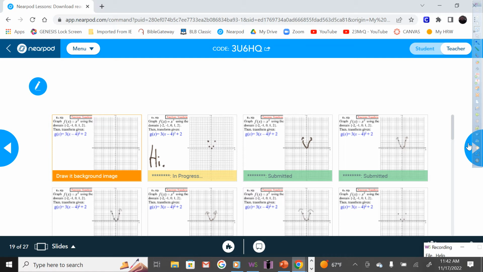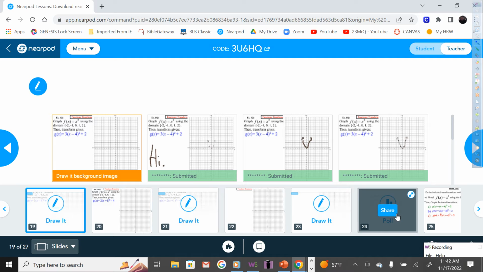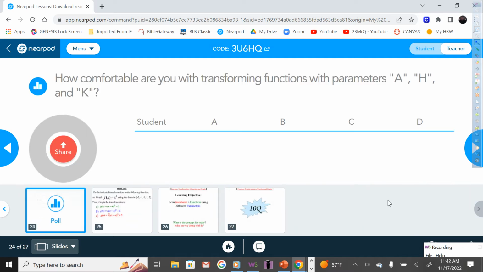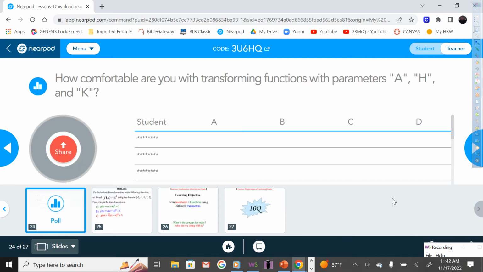All right, so far, from 1 to 5, how comfortable are you up to right there with A, H, and K? 5, 4, 5, 4, 5. Okay. Before we move on to the next one, really quick poll on your screen.